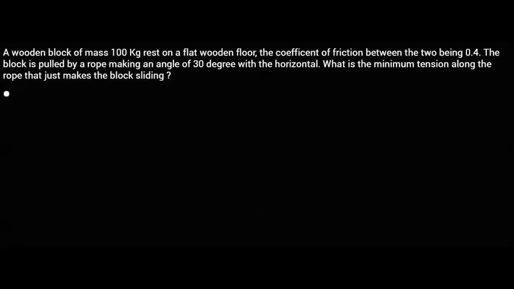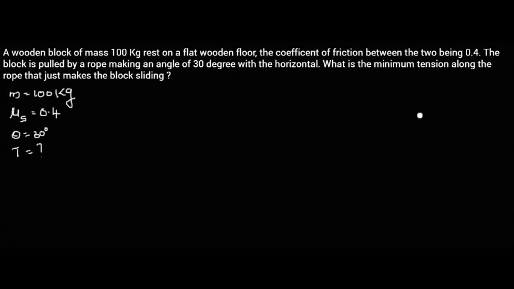Right. So first we will write the given parameters. The first thing, the mass of the block is given as 100 kg, and the coefficient of friction between the block and the floor is given as 0.4. So here they mentioned the block is just sliding. So we can treat this as the coefficient of static friction, because it is having impending motion. And the angle theta is given as 30 degrees. We have to find out what is the minimum tension required to just slide the block along the floor.